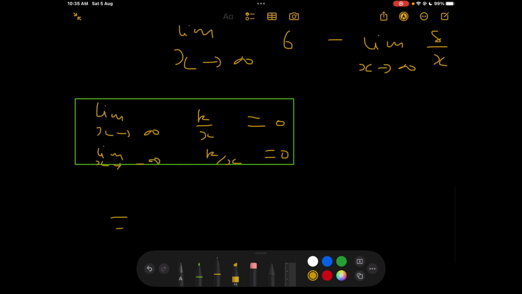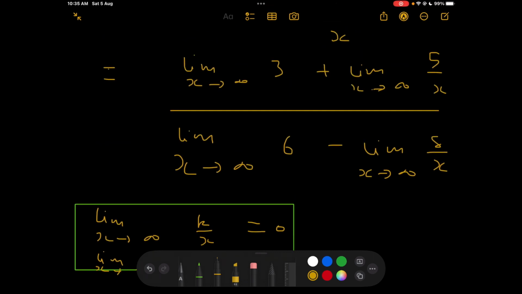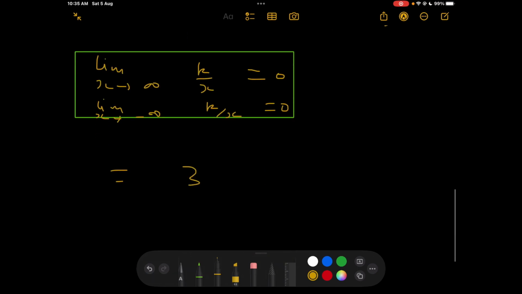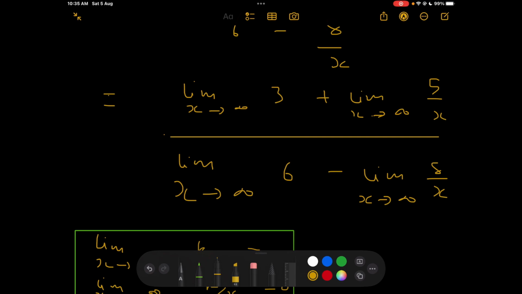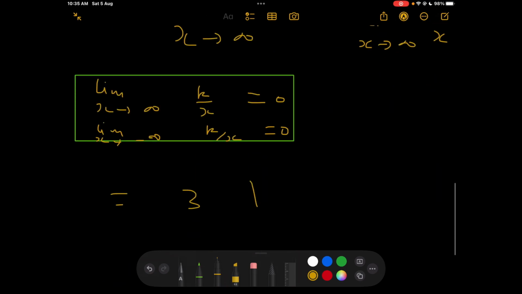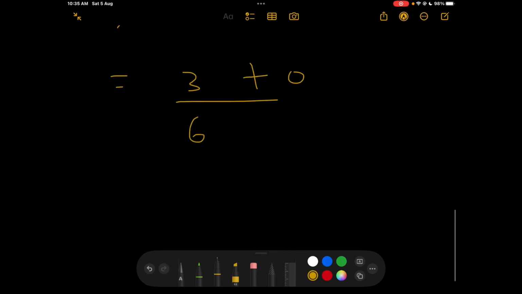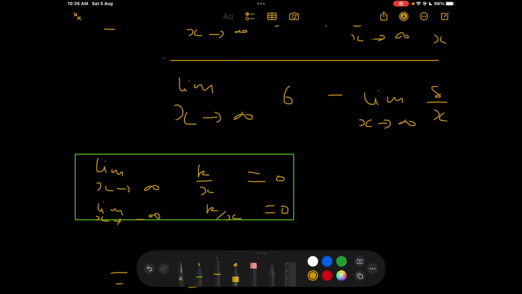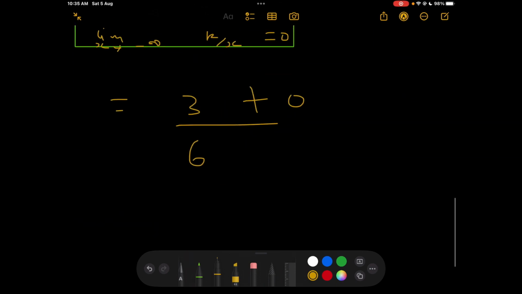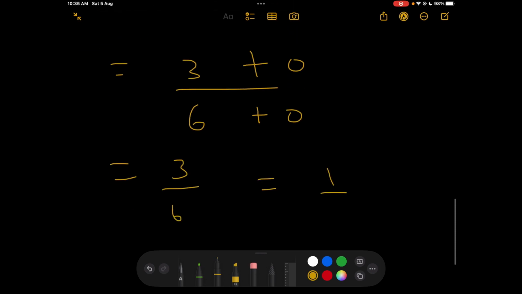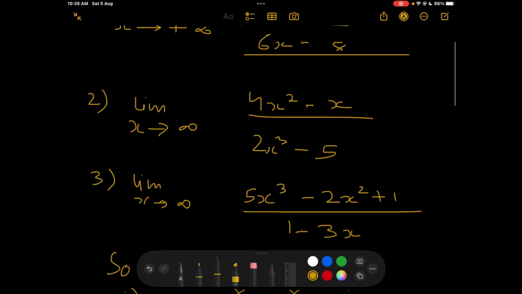So now if we solve this, whenever there is a limit of a constant, the answer remains the constant itself. So limit x tends to infinity 3 will be 3 itself. Limit x tends to infinity 5 by x will be 0 as we discussed here, upon limit x tends to infinity 6 will remain 6 because it is a constant, and minus limit x tends to infinity 8 by x will be 0. So this will be 3 by 6, which is equal to 1 by 2.